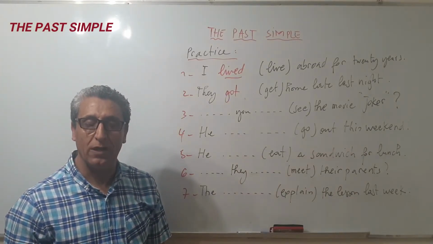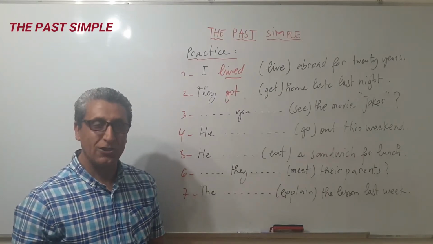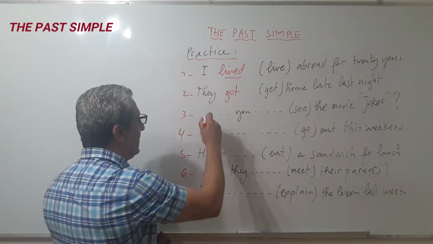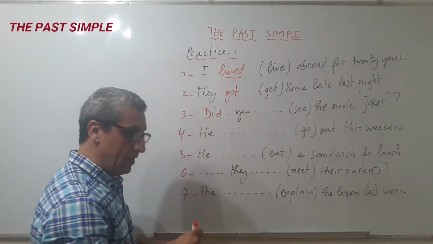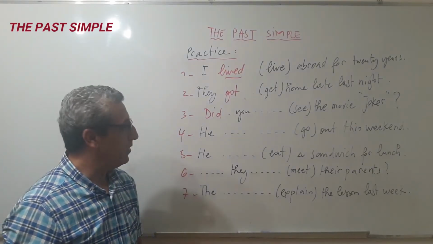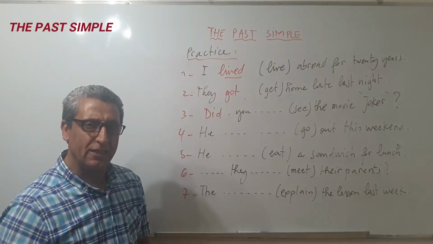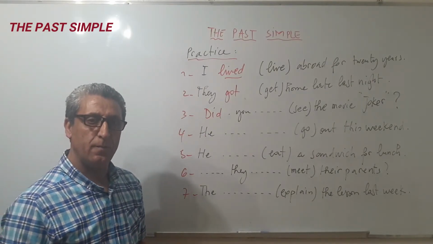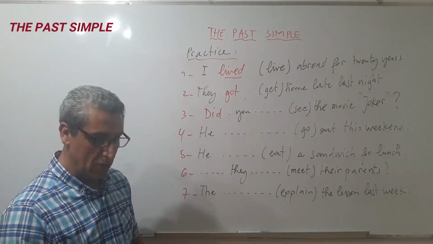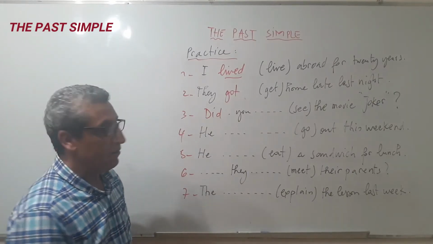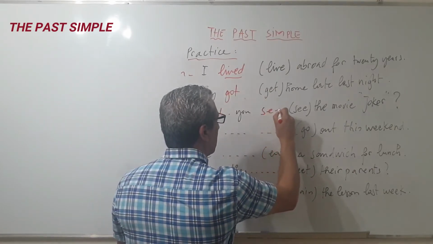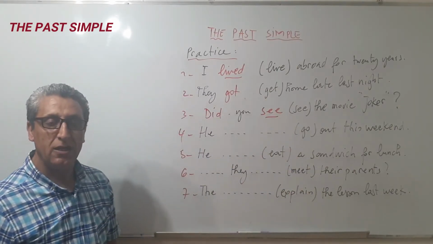Yes, so what do we start with? Very good, excellent. We start with did. And remember, the verb that comes after the subject in question, is it conjugated or is it in the infinitive form? Yeah, very good. It's in the infinitive form. So the answer is, did you see? So there is no change. The verb remains the same. Okay? So, did you see the movie Joker?